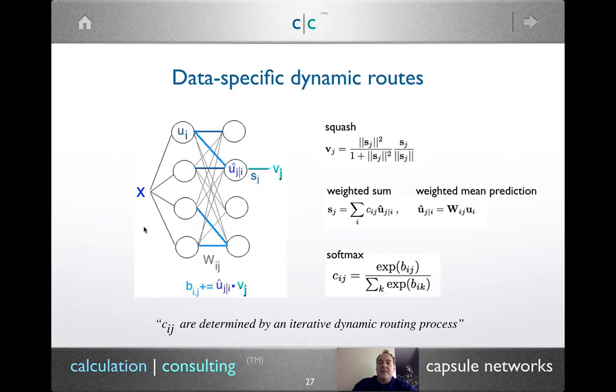So the idea is that for each given X data that comes in, we come up with a specific set of B's, which are iteratively formed by multiplying the mean value of uj given i times the output of j. And we iteratively update this until we prune all the connections for that specific data point. So the Cij's, which are these weights, that connections, are determined by an iterative dynamic routing process.